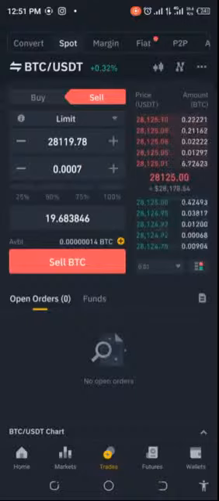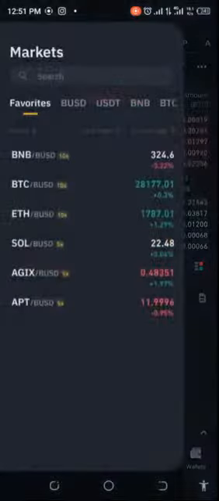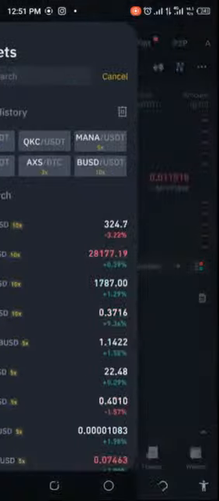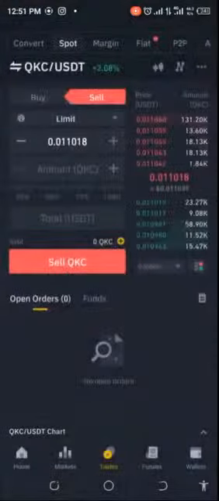So let's go back. Let's retrace our steps back to QKC USDT. Now, I'm doing this so that we can be clear on what we really need to do and what we are deciding to do, okay?